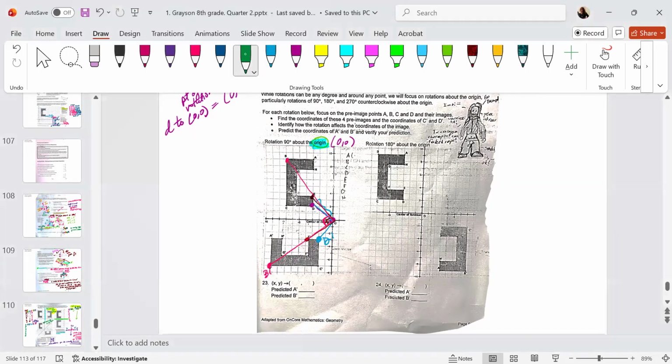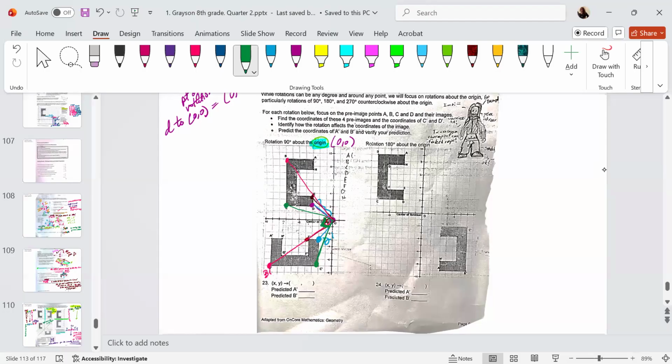Let's say, for example, C. Do you see C right here? C to the origin is about 1.5 inches, right? To make a 90-degree angle, it's going to be right over here. Now, with the green line, do you see the right angle that I'm creating right here? Do you see that? Yes. This is still about 1.5 inches. Do you see how the rotation works now? I want you to draw those lines, okay?